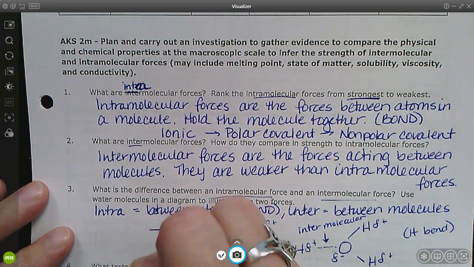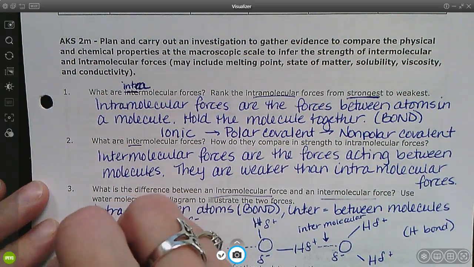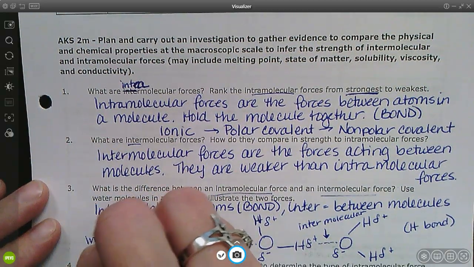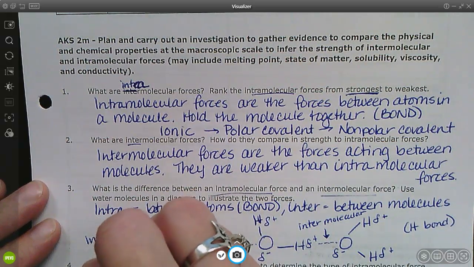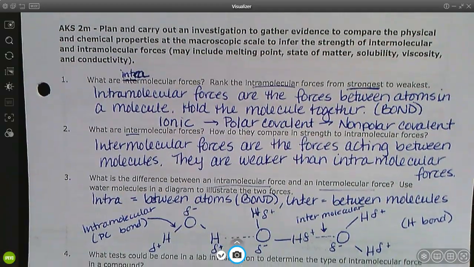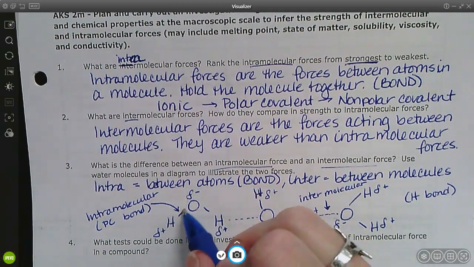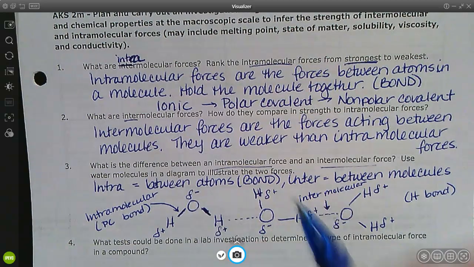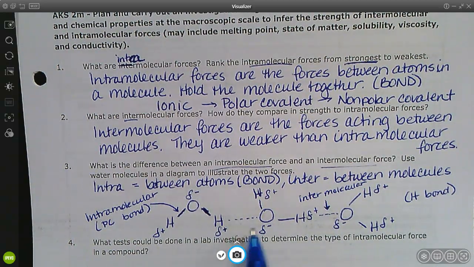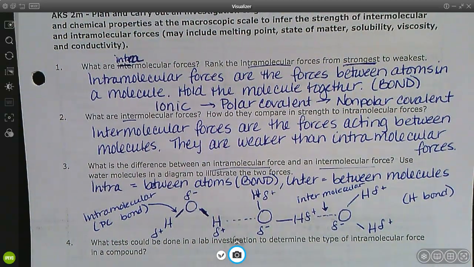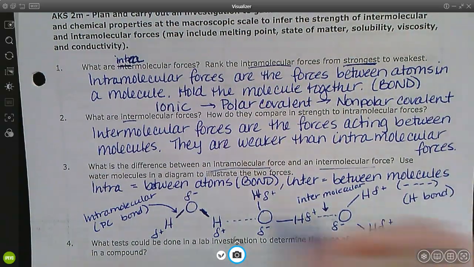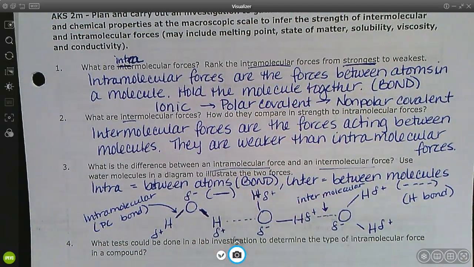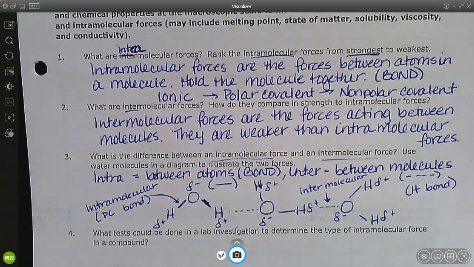And here is my intramolecular force, which is a polar covalent bond. So this is my intra. These are the bonds holding my molecule together. These are the interactive bonds between the molecules. So dotted lines always represent inter, and solid lines always represent intra bonds.